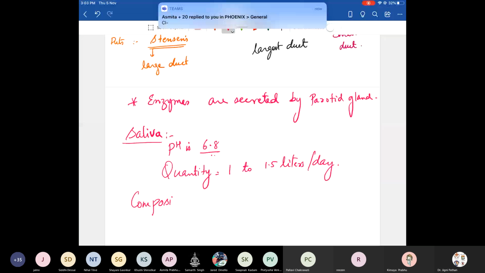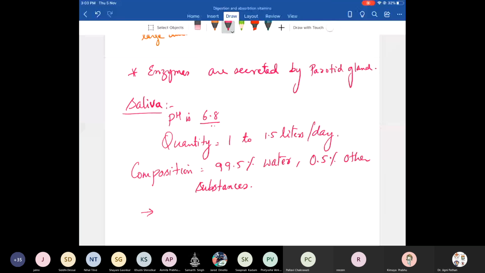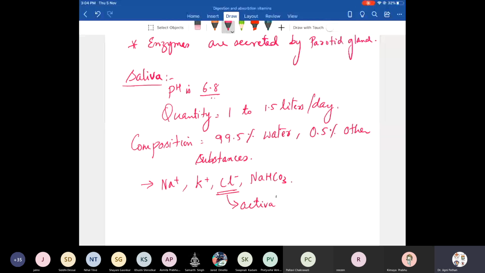99.5% water, 0.5% other substances. The first one is inorganic ions such as sodium, potassium, chloride, sodium bicarbonate, and this chloride ion is required for the activation of amylase. It's alpha amylase.